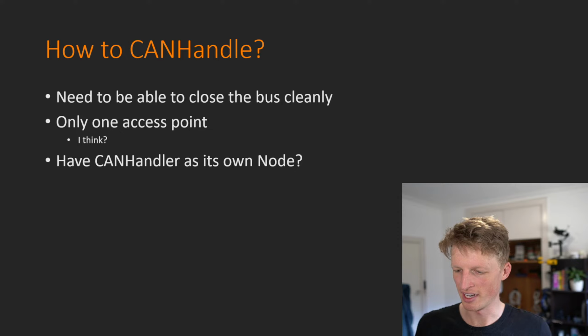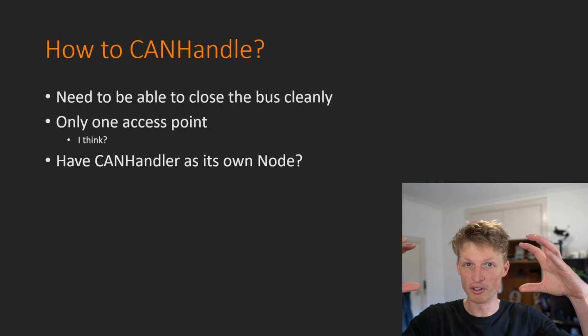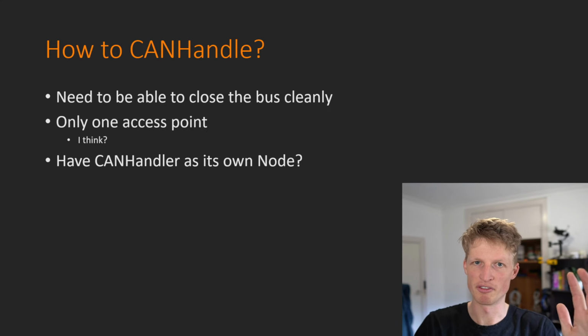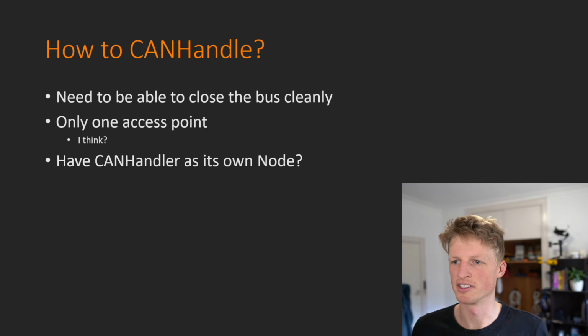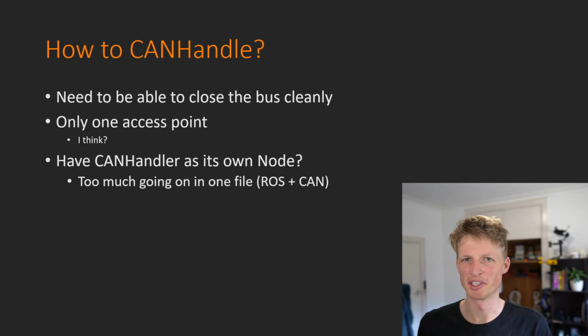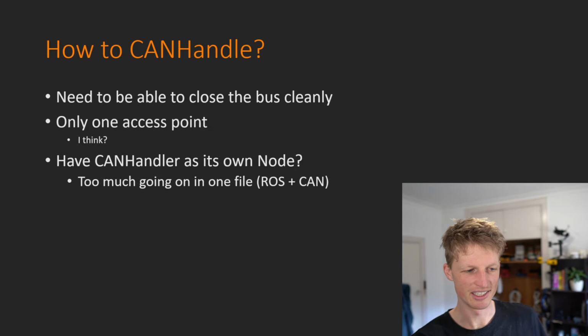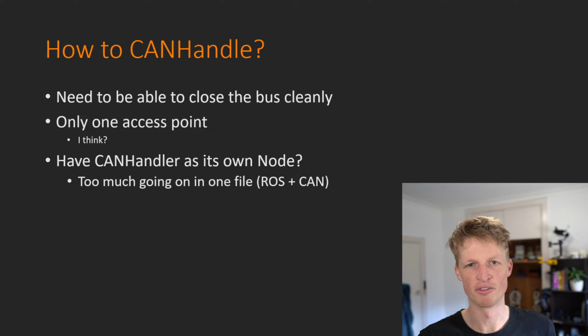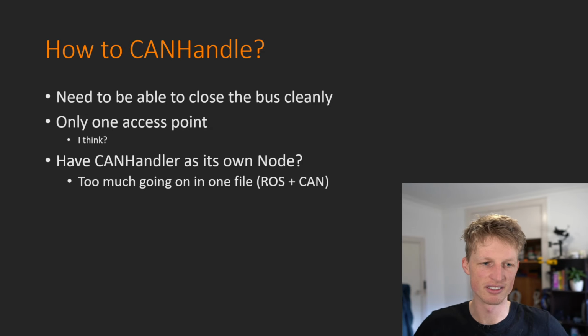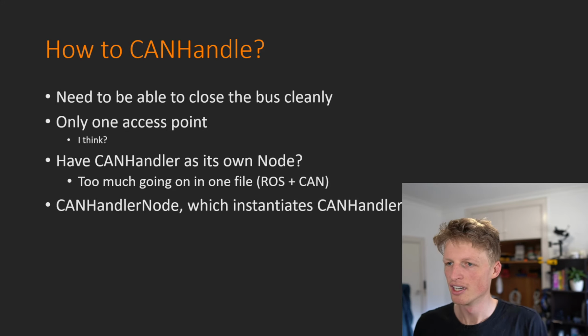So my first thought was to have CanHandler as its own node. So all of the code would be in one spot. I'd have all the CAN code and all the ROS code just in one big file, and it would act as itself. But that very quickly got really messy. There was just too much going on in one piece of code. There were too many different things trying to happen at the same time, because the CAN bus and the ROS network, as we'll see in a sec, there's nothing linking them together inherently. They're not timed to each other. They're not synced up at all. So having that all going on in one piece of code was a bit confusing.